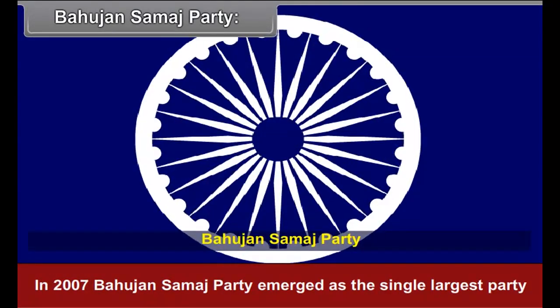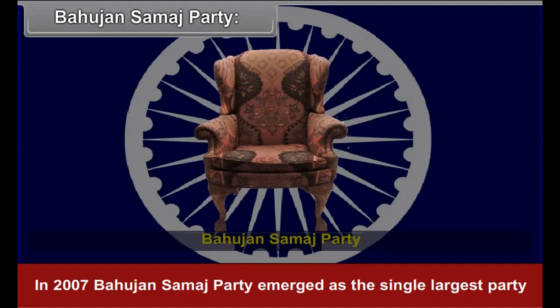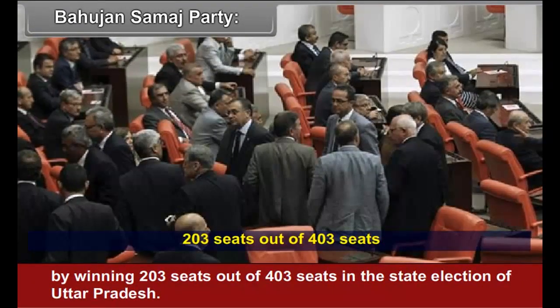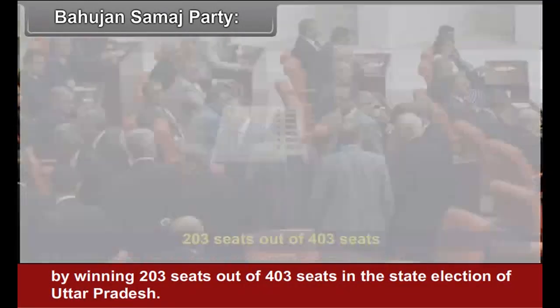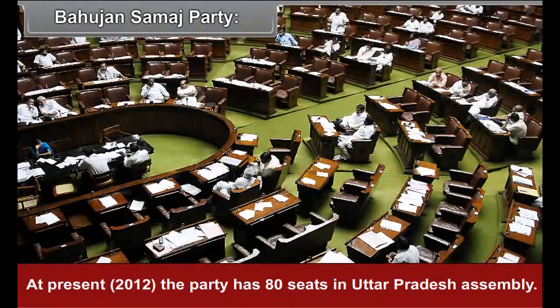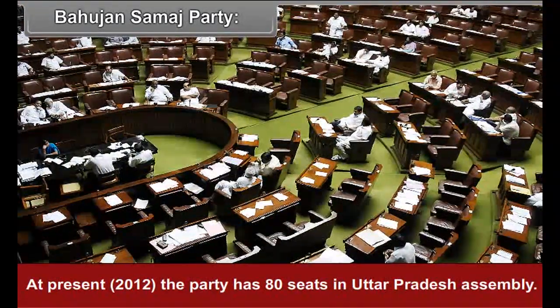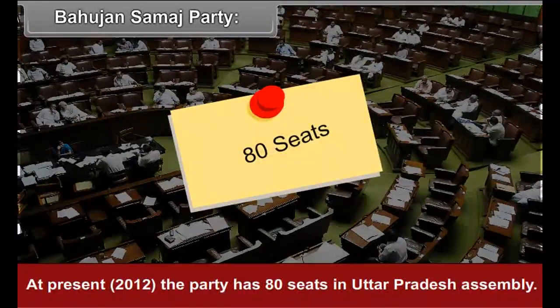In 2007, Bahujan Samaj Party emerged as the single largest party by winning 200 seats out of 403 seats in the state elections of Uttar Pradesh. At present, that is 2012, the party has 80 seats in Uttar Pradesh Assembly.